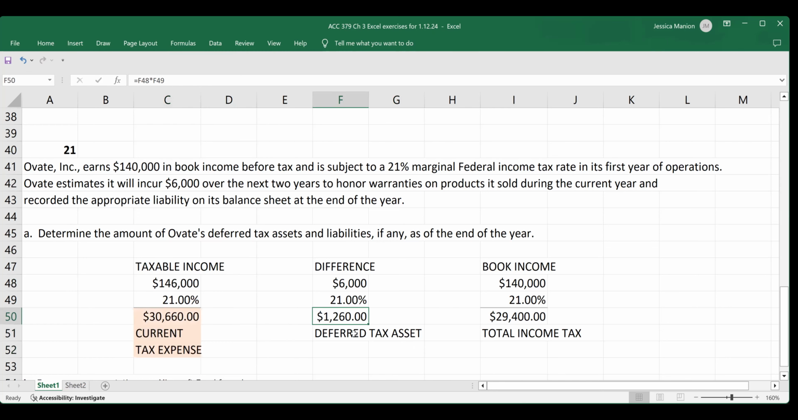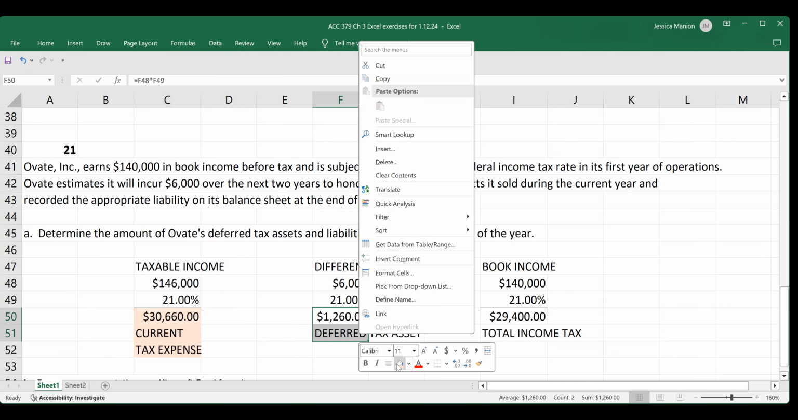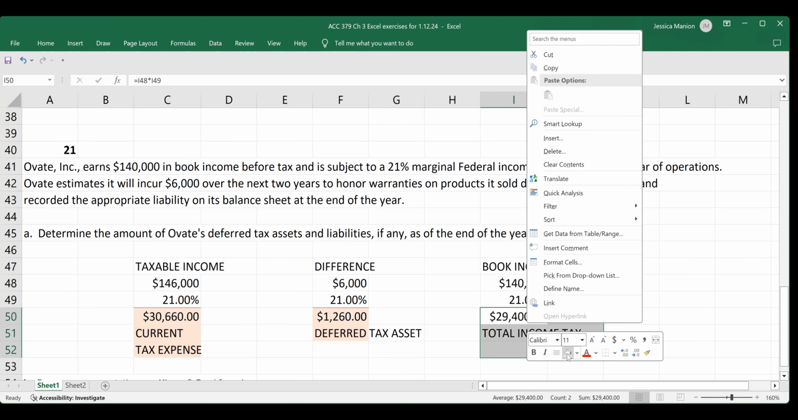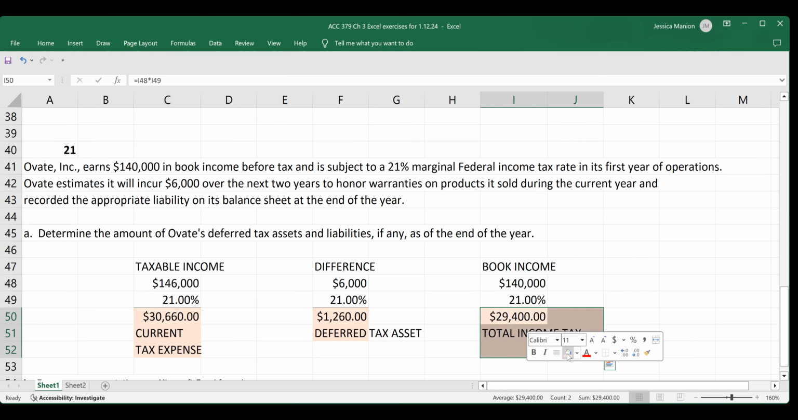And just to remind us of what this entry would look like, I know we saw the deferred tax. Let me think about this for a second. Yeah, that's right.